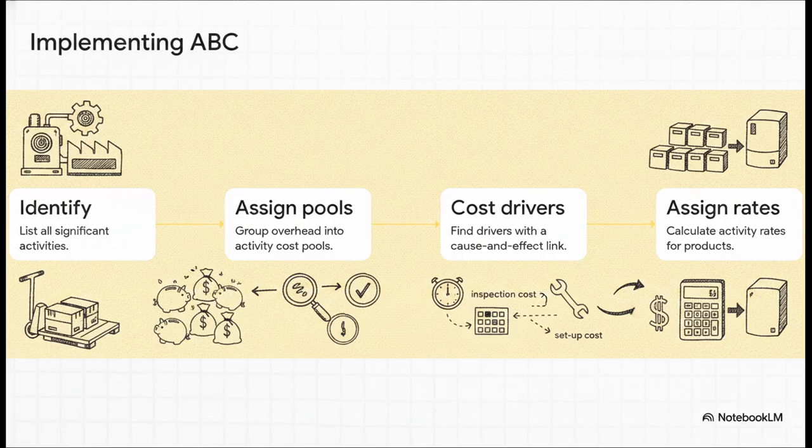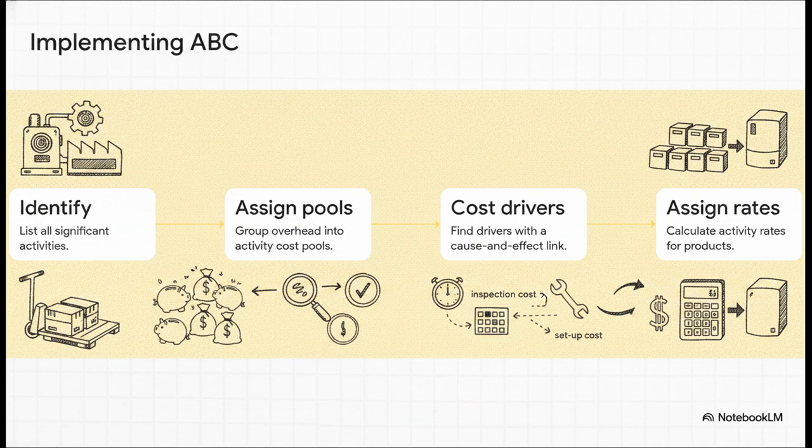Step 1. Identify all your significant activities. We're talking machine setups, quality inspections, materials handling, stuff like that. Step 2. Assign your overhead costs into those specific activity pools. Step 3 is the critical one. Identify the cause drivers that have a legitimate cause and effect relationship. For instance, the number of actual inspections drives the inspection cost. Makes sense, right?